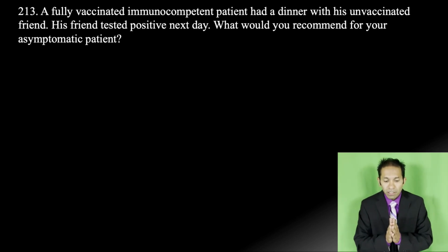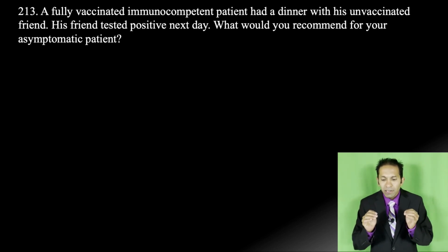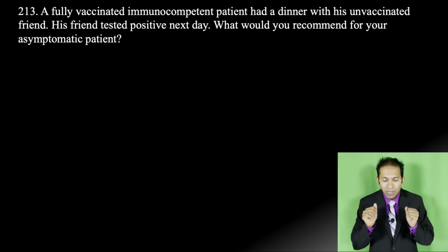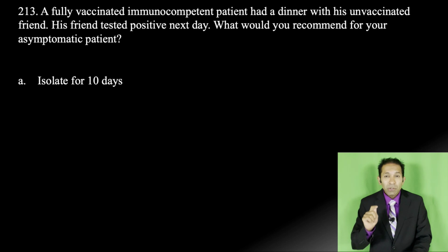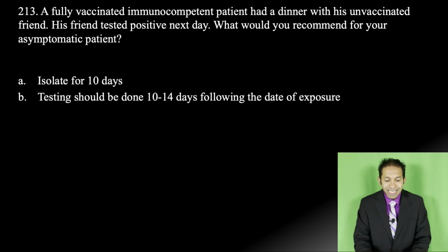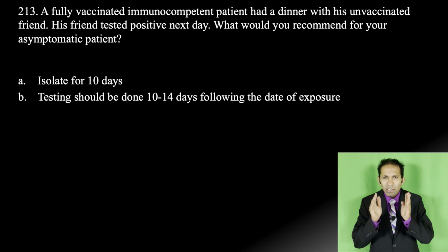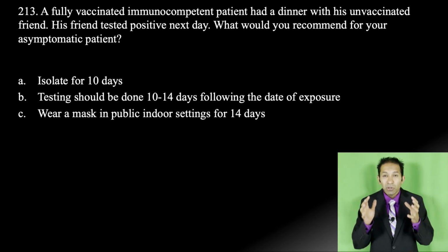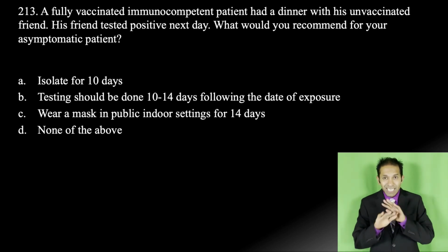Question number 213. A fully vaccinated immunocompetent patient had dinner with his unvaccinated friend. His friend tested positive the next day. This patient comes to you. What would you recommend for your asymptomatic immunocompetent patient? Option A, isolate for 10 days. Option B, testing should be done 10 to 14 days following the date of exposure. Option C, ask him to wear a mask in a public indoor setting for 2 weeks. Option D, none of the above.